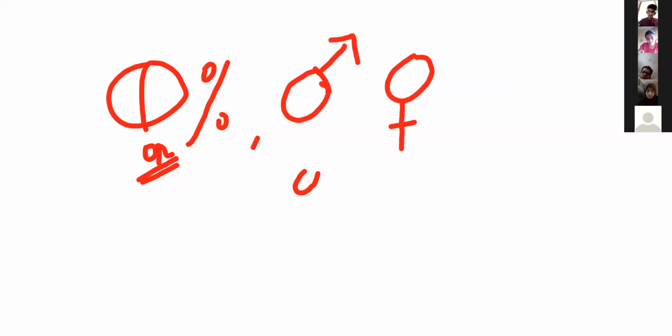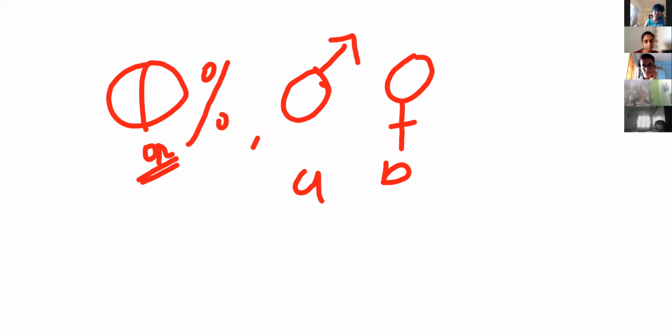This is the A, this is the B. Tell me which symbol should I make over here? Aksha, can you tell me what symbol should I make in this? A or B? A. Correct. Good.